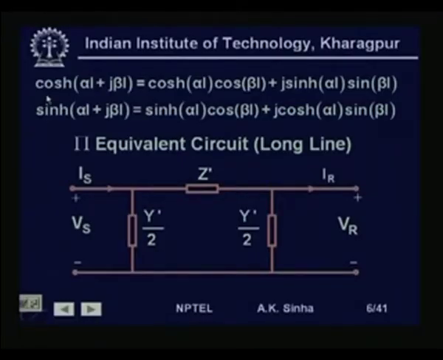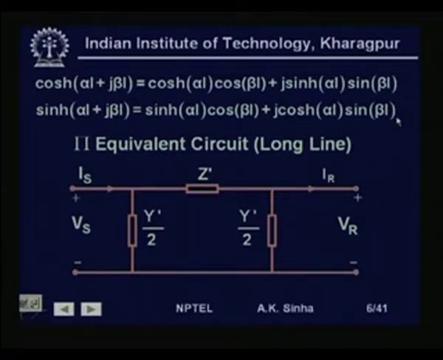Or we can use the other identity, that is cos hyperbolic alpha L plus j beta L, that is cos hyperbolic gamma L, is equal to cos hyperbolic alpha L into cos beta L plus j sin hyperbolic alpha L into sin beta L, or sin hyperbolic gamma L, that is sin hyperbolic alpha L plus j beta L, is equal to sin hyperbolic alpha L into cos beta L plus j cos hyperbolic alpha L into sin beta L.